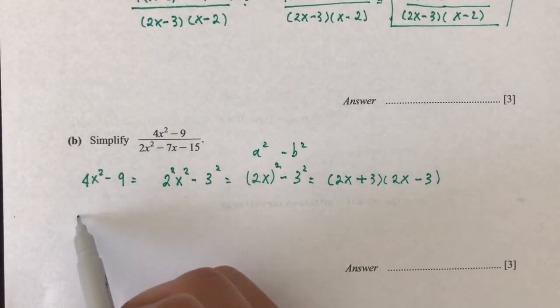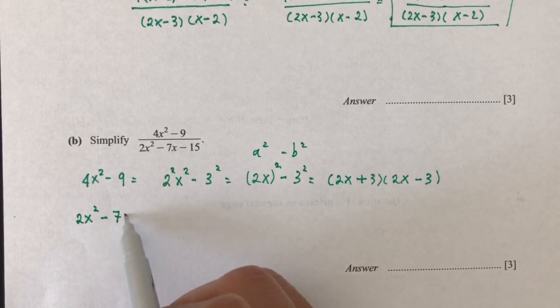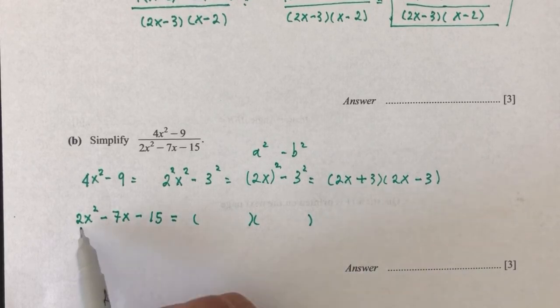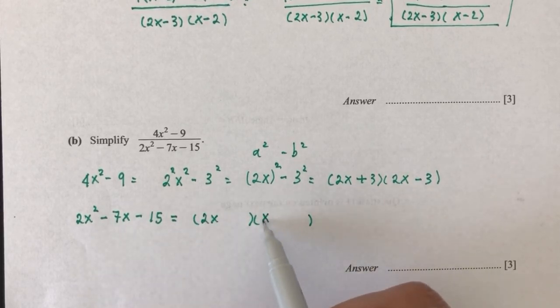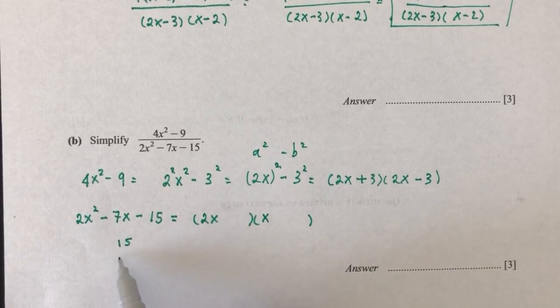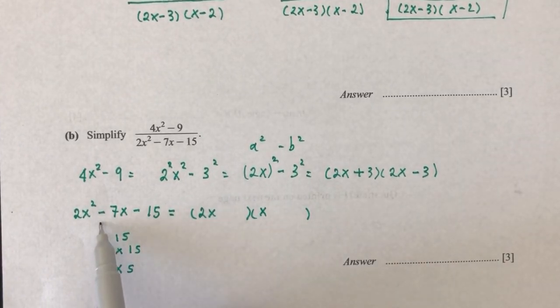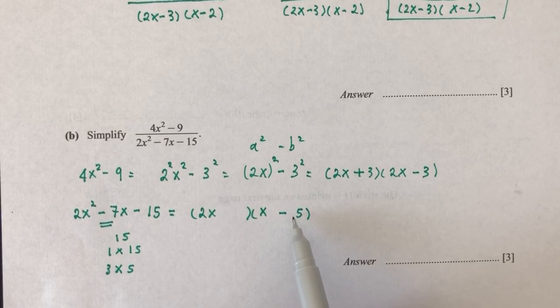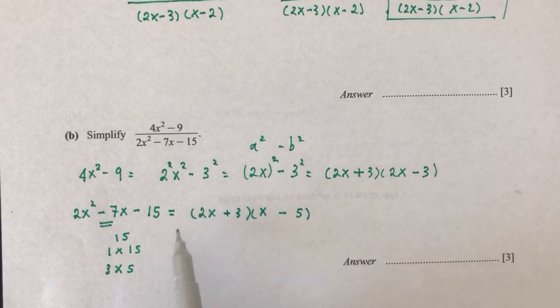And now for the base, we have 2x squared minus 7x minus 15. So we have to factorize this expression. 2x squared is 2x times x, and 15, we know 15 is 1 times 15. It can be 3 times 5. So we have to have minus 7. How do we get minus 7 in this place? I will put 5 here. So we have 2x times 5, but it needs to be minus. So 2x times minus 5 is minus 10, plus 3 to have minus 7. So this is your answer for the factorization of this.